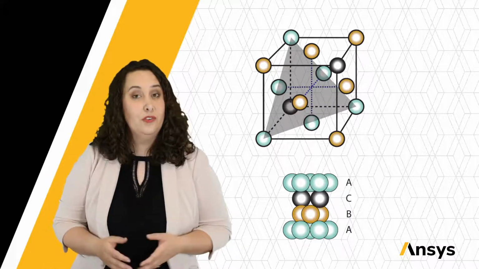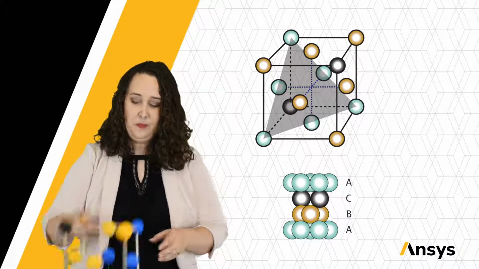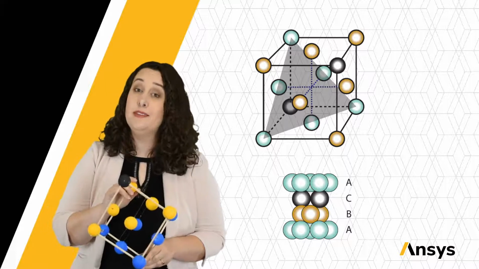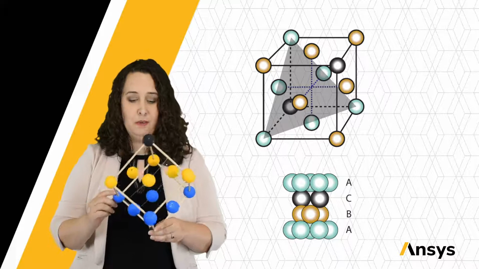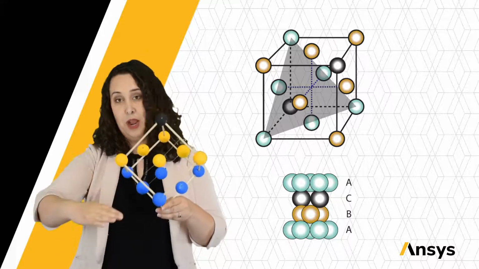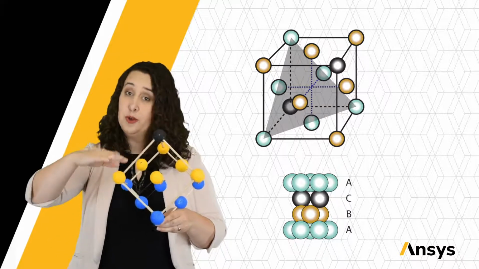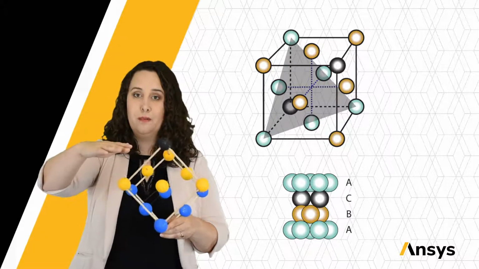FCC is also considered a close packed system, but it follows an ABC stacking pattern rather than AB, hence why I have 3 colors in my system here. I have this blue triangular plane, a yellow triangular plane, and then my black plane.